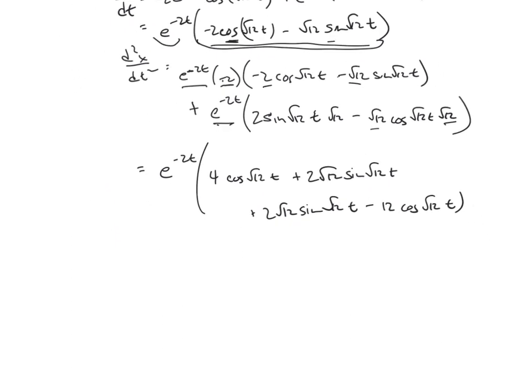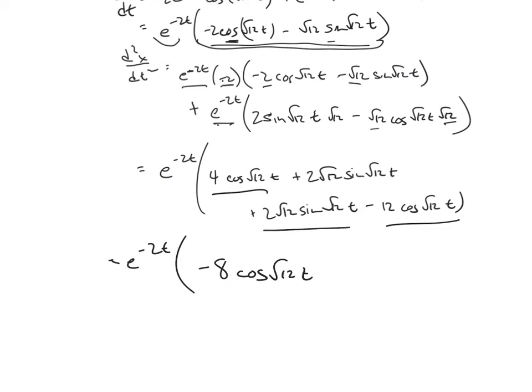And so if I look at this, I have in total e to the minus 2t. These I can bring together to get a minus 8 cosine root 12t. And here I have 4 plus 4 root 12s sine root 12t.